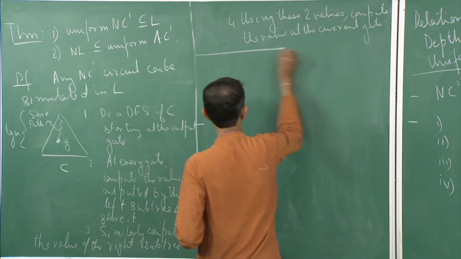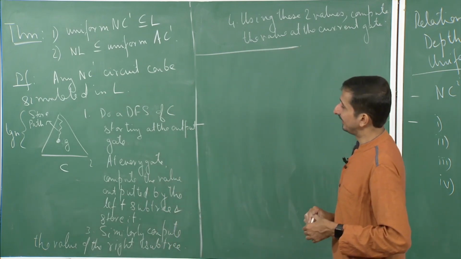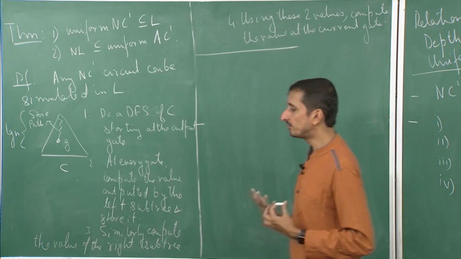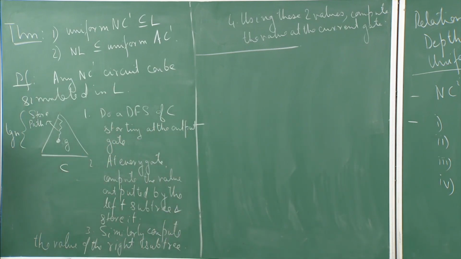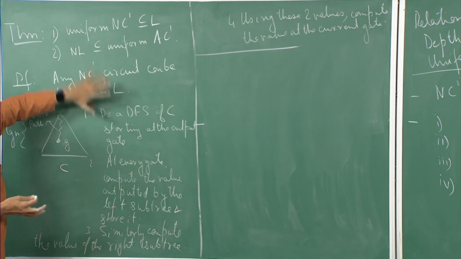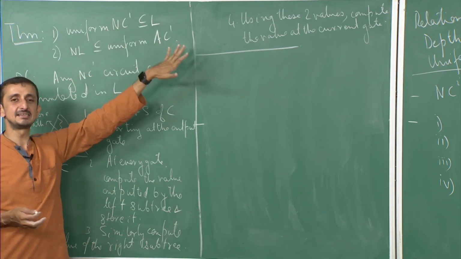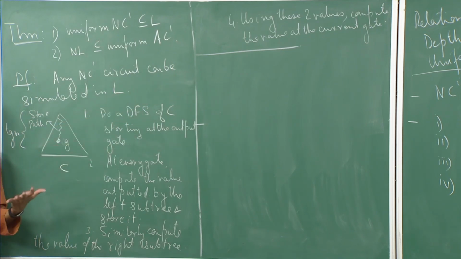Okay. So, this is simple. Now, the question is why uniform NC1? Why we need uniform NC1 is actually quite clear if you just think for a bit. So, what do I mean? When I say uniform NC1 is in L, what do I need to show?